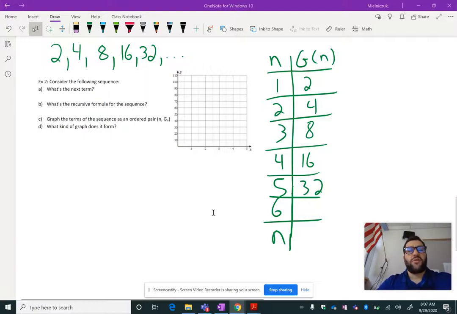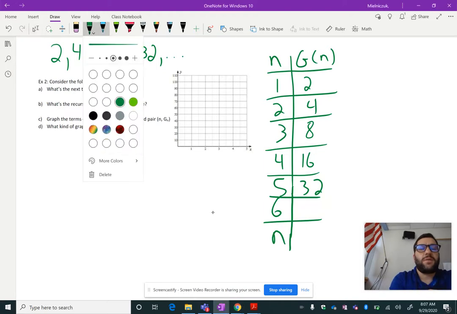All right, let's take a look at another sequence. In this one, we have the sequence 2, 4, 8, 16, 32, and so on. We see it in normal format just listed, and we also see it in table format. And it says, what's the next term? So let's take a look. Two different ways we can look at it.